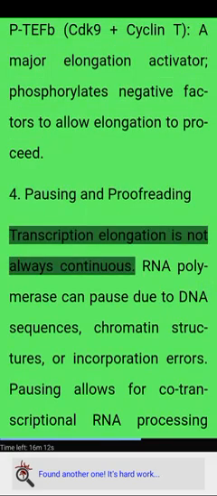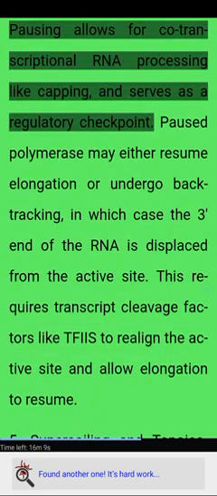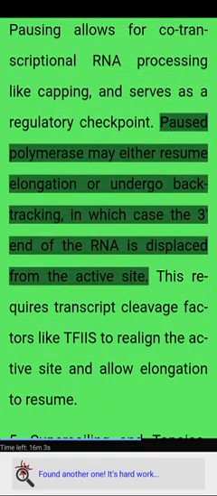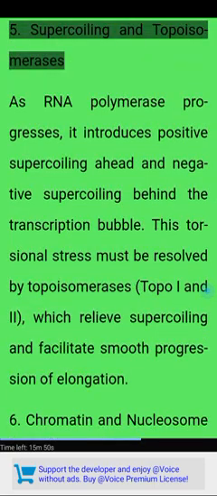4. Pausing and proofreading. Transcription elongation is not always continuous. RNA polymerase can pause due to DNA sequences, chromatin structures, or incorporation errors. Pausing allows for co-transcriptional RNA processing like capping and serves as a regulatory checkpoint. Paused polymerase may either resume elongation or undergo backtracking, in which case the 3' end of the RNA is displaced from the active site. This requires transcript cleavage factors like TFIIS to realign the active site and allow elongation to resume.